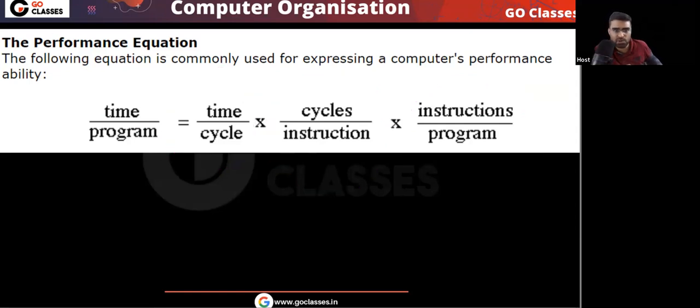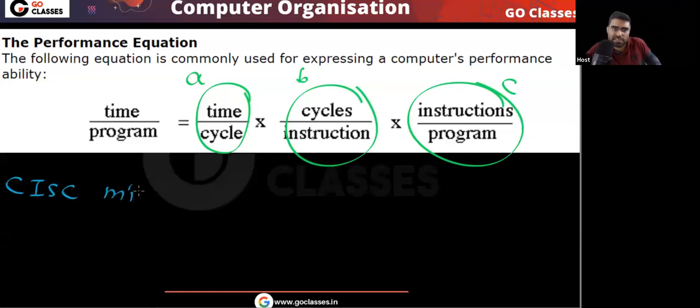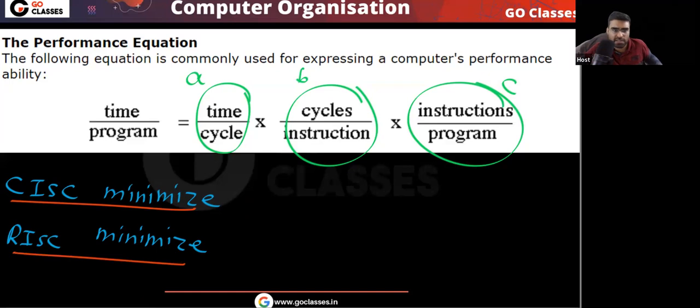A very simple question I'm asking you. Let's call it A, let's call it B, and let's call it C. Tell me which of these quantities CISC will minimize and which of these quantities RISC will minimize. Please tell me. Let me know.